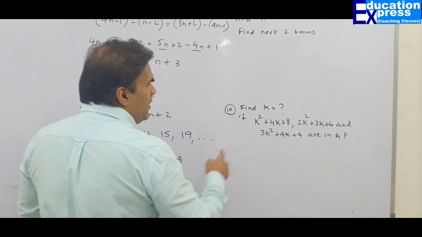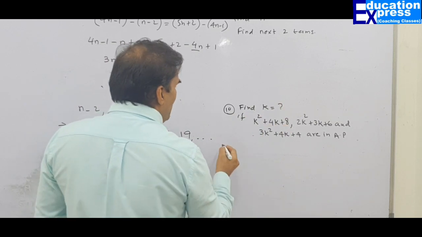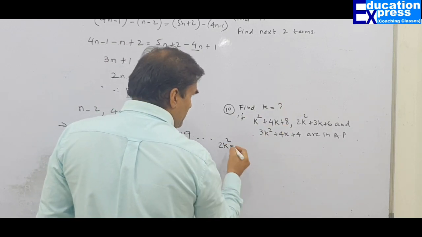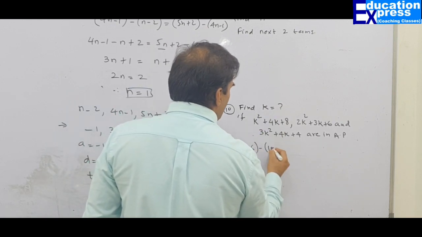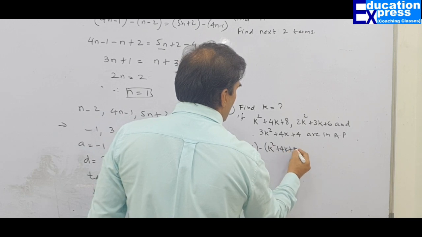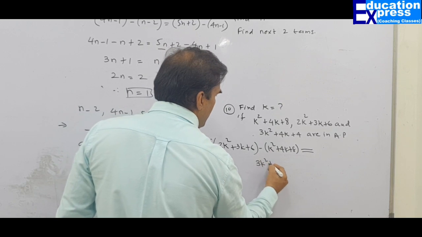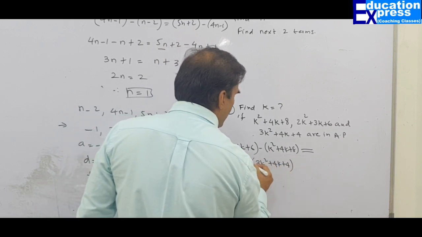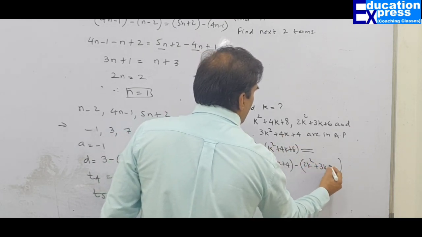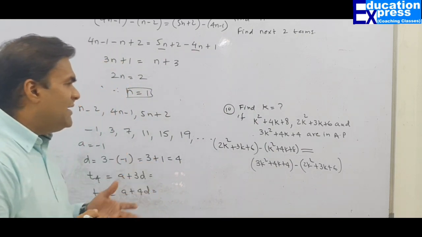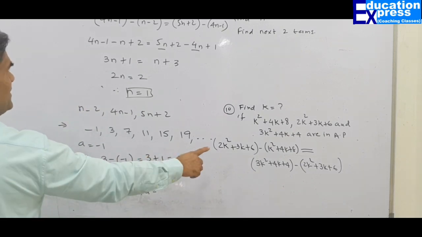Find the value of k. First term is given, second term is given, and the third term is given. So your arrangement would be: second term minus the first term will be the same as third term minus the second term. 2k square plus 3k plus 6. Okay fine, let me do this. 2k square, so when I open this, I'm shifting it over here.